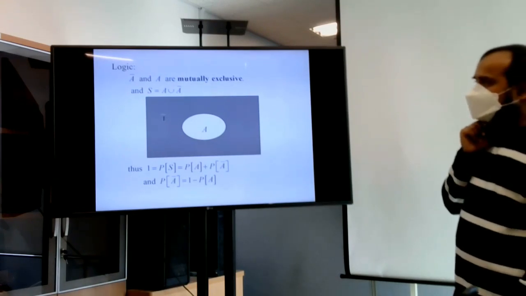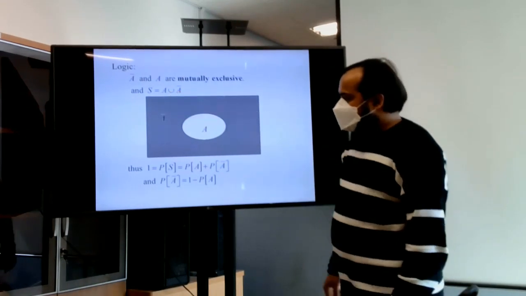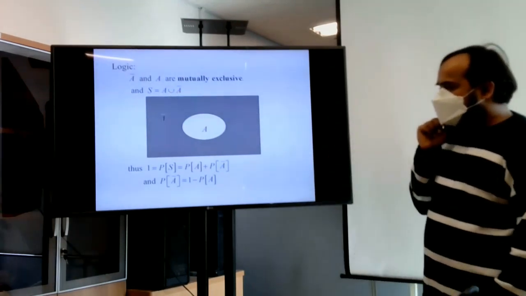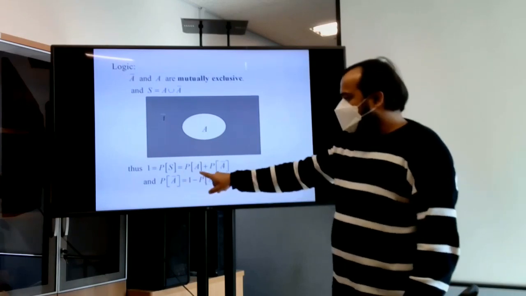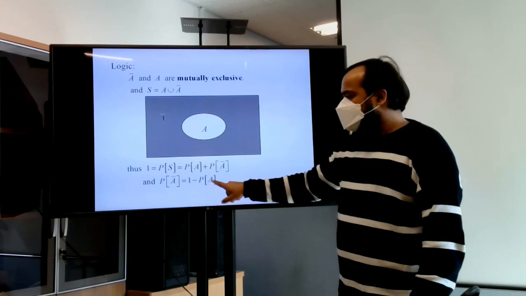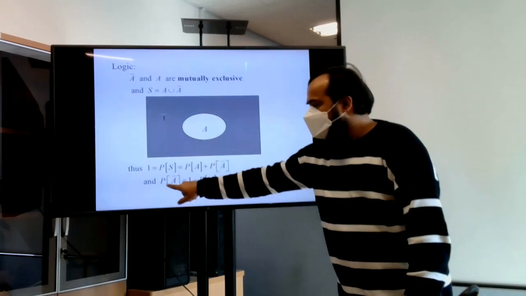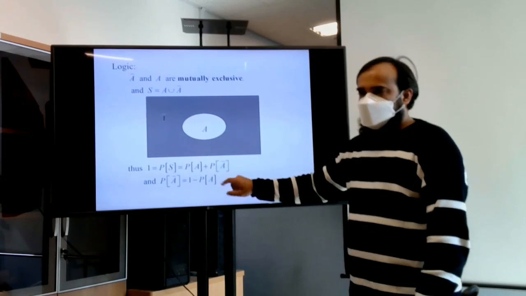So suppose S equals A union A dash, then P of S equals 1 equals P of A plus P of A dash, and so P of A dash equals 1 minus P of A.